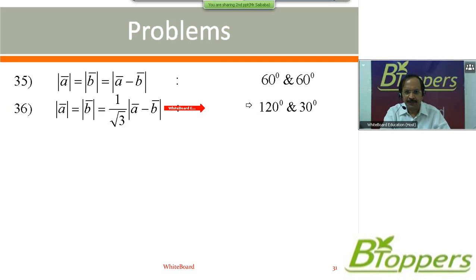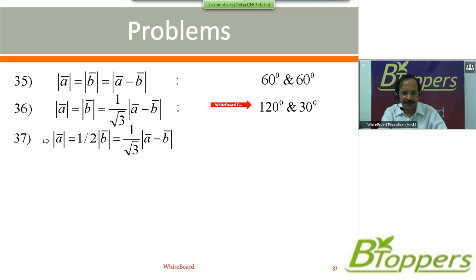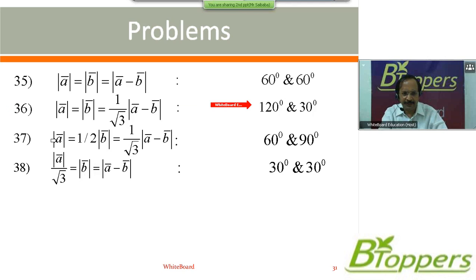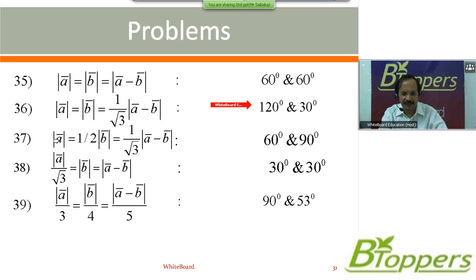So you get the answers as 120 degrees and 30 degrees. That means you must get the angle between A bar and B bar as 120 degrees and the angle between A bar and A bar minus B bar as 30 degrees. Similarly, you can try the other questions. I am showing the other questions and answers on the right side.